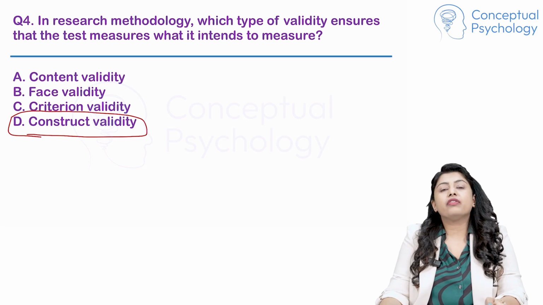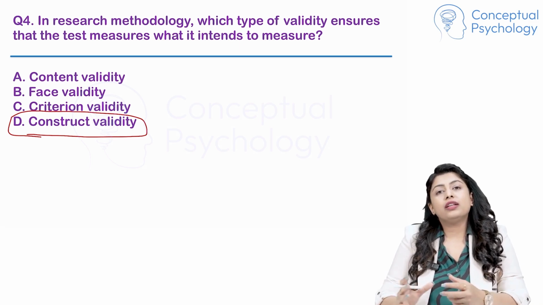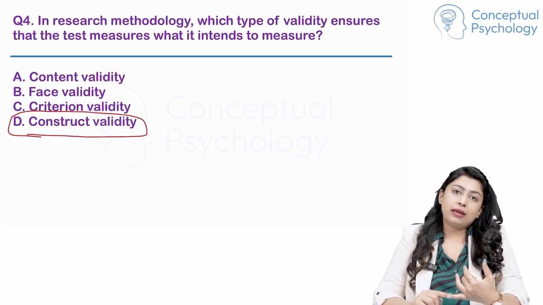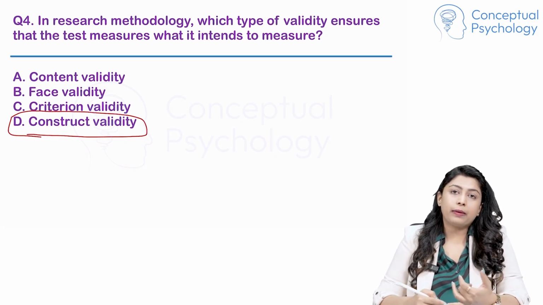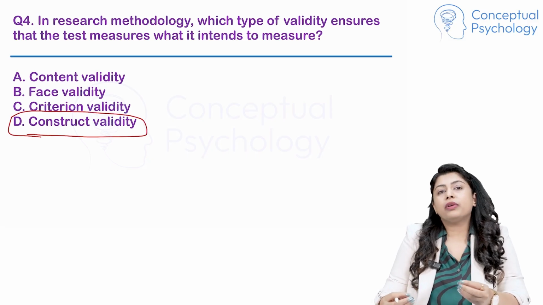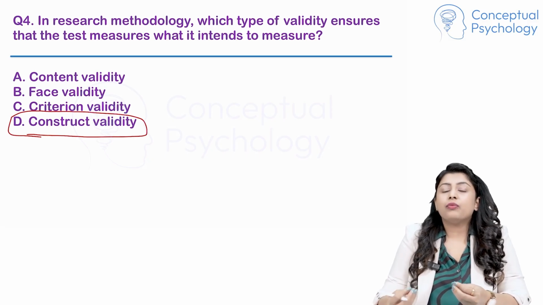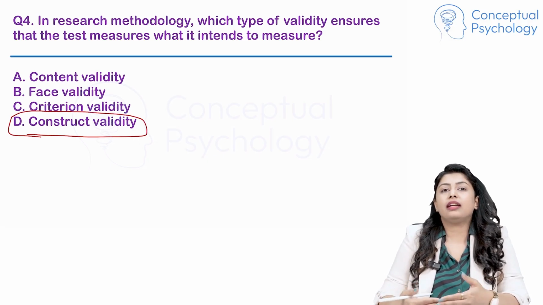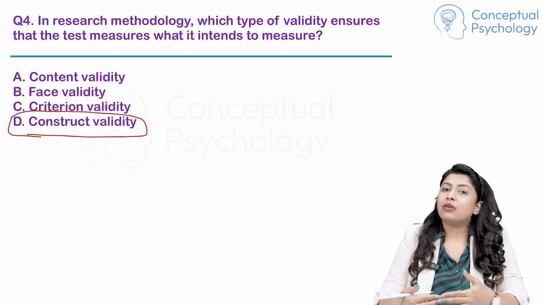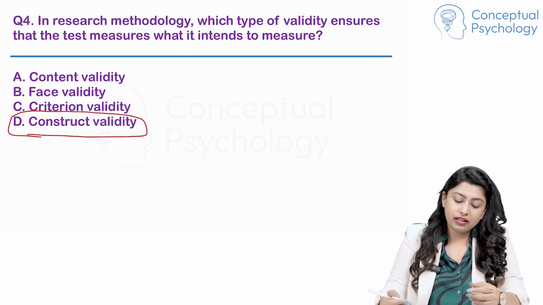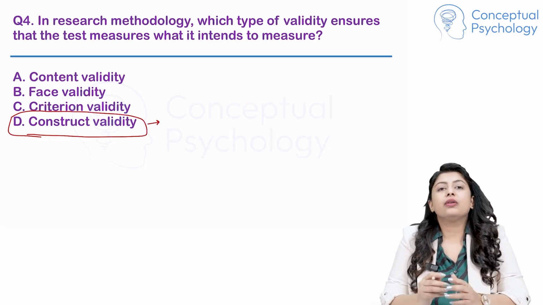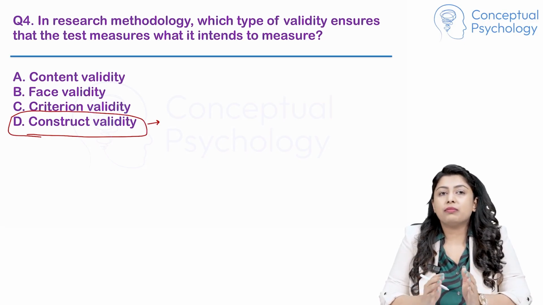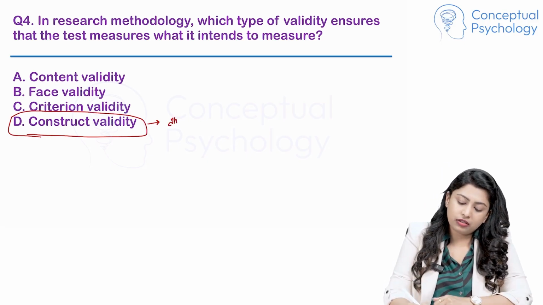Why? Because it refers to the degree to which a test measures the theoretical construct or concept it claims to measure. Okay, so it's the most comprehensive form of validity, which encompasses whether the test truly captures the intended psychological construct rather than something else. Here, construct validity is the correct answer because it measures the degree to which a test measures the theoretical construct.